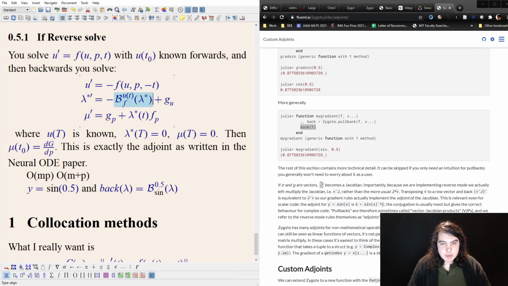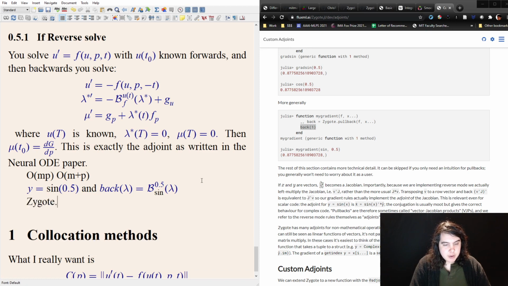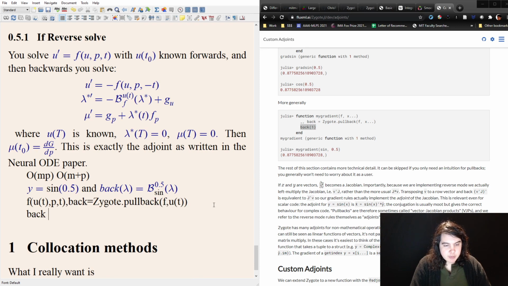So how do you do this term inside of the neural ODE case? What you would do is Zygote.pullback of f with respect to u of t. You use the interpolation to find what u of t is. This will give you two terms back: f of u of t dt, and it will give you back a function, back. And then you'd say back of this function, back of lambda.